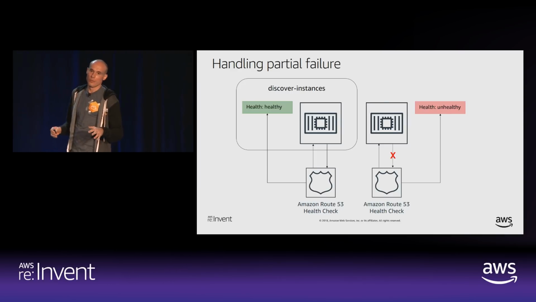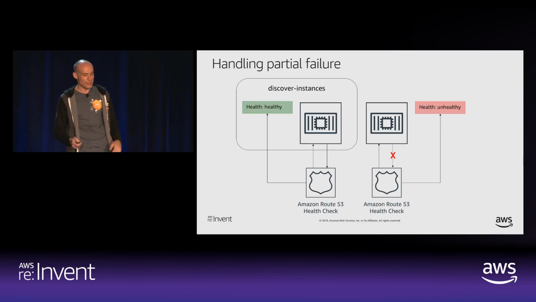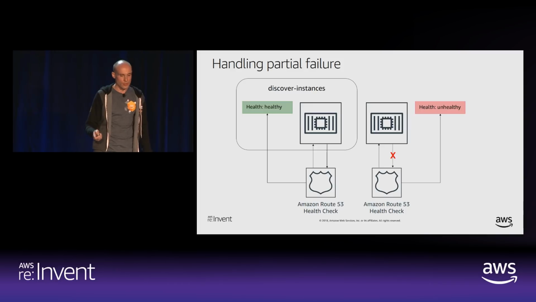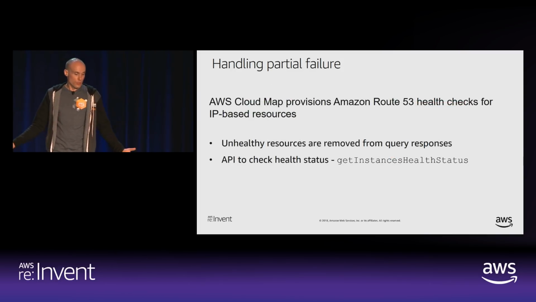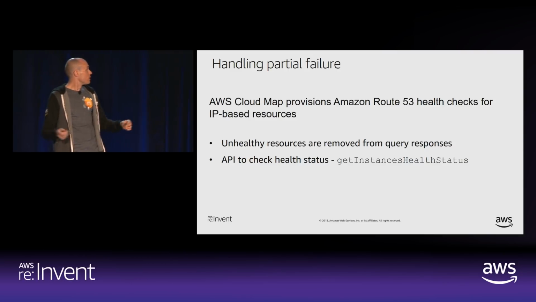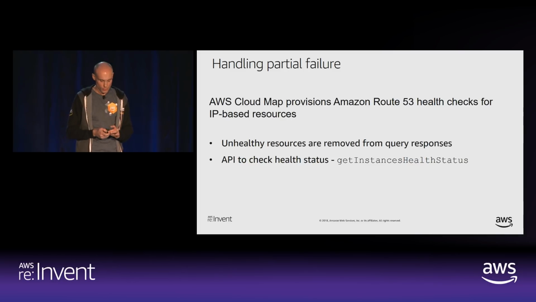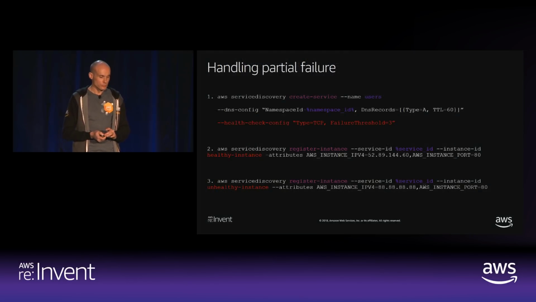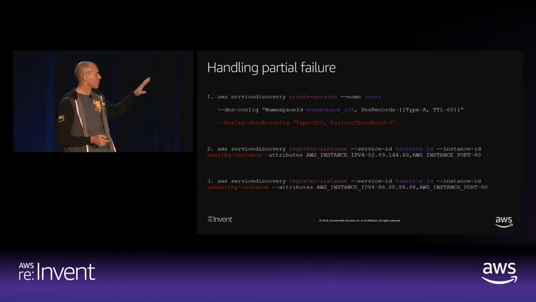Of course, you have control over that. You can provide additional parameters and get unhealthy resources as well. I'm going to show it later. So it gives you a way to direct traffic to healthy endpoints. And of course, we have an API that you can use to check the health status of all your resources. That would be an example of that API call.